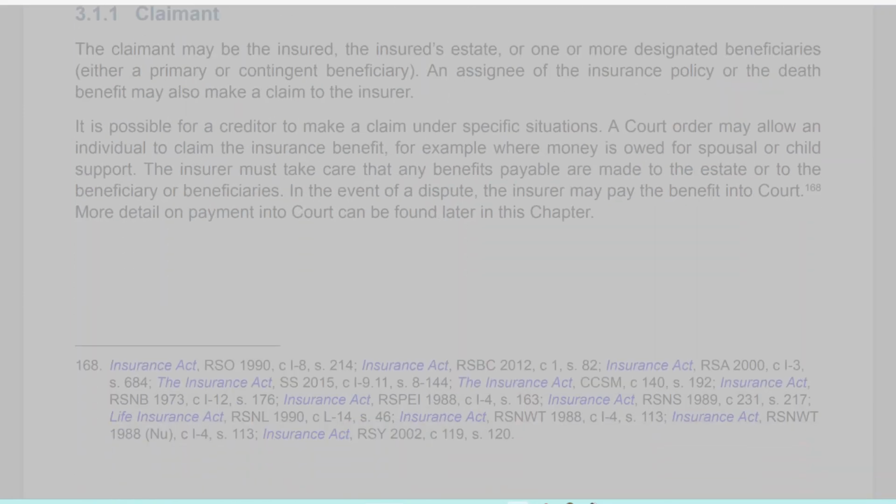3.1.1 Claimant. The claimant may be the insured's estate, or one or more designated beneficiaries, either a primary or contingent beneficiary. An assignee of the insurance policy or the death benefit may also make a claim to the insurer. It is possible for a creditor to make a claim under specific situations. A court order may allow an individual to claim the insurance benefit, for example where money is owed for spousal or child support. The insurer must take care that any benefits payable are made to the estate or to the beneficiary or beneficiaries. In the event of a dispute, the insurer may pay the benefit into court. More detail on payment into court can be found later in this chapter.